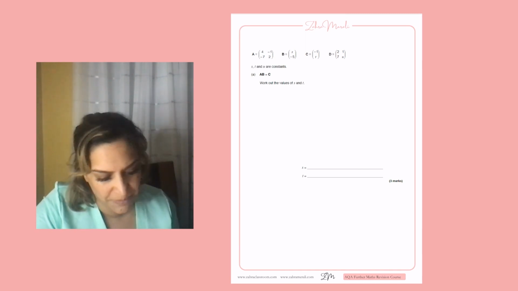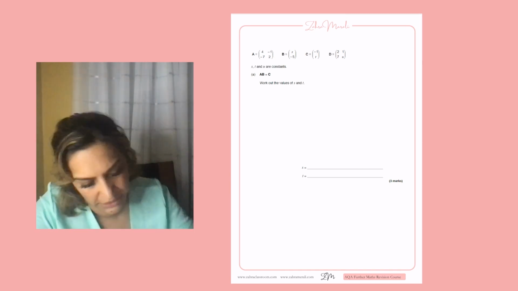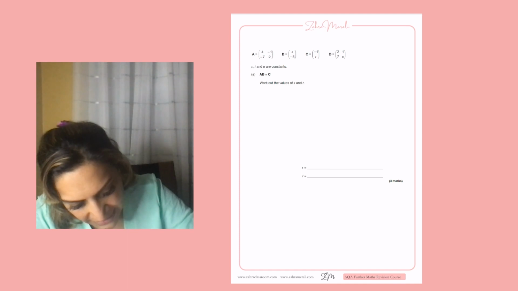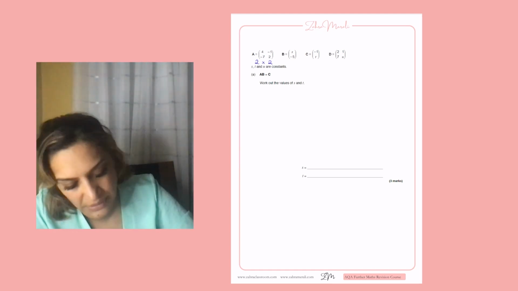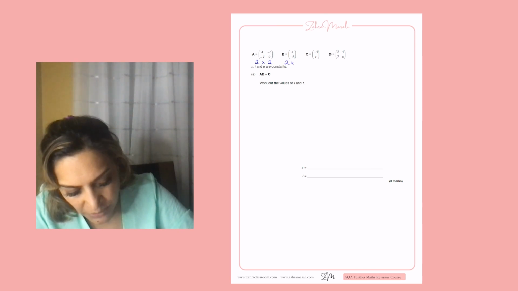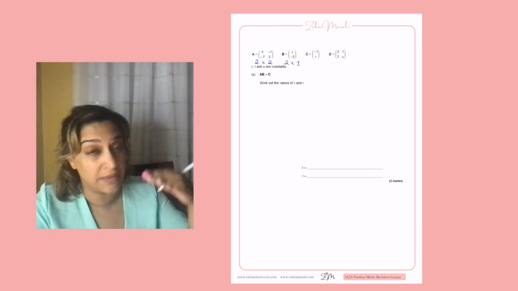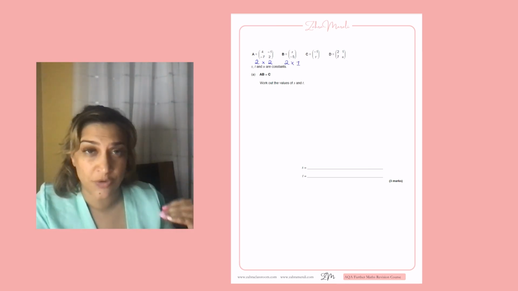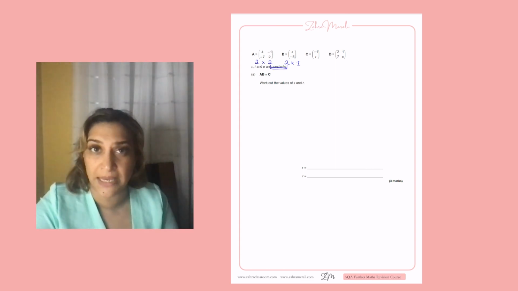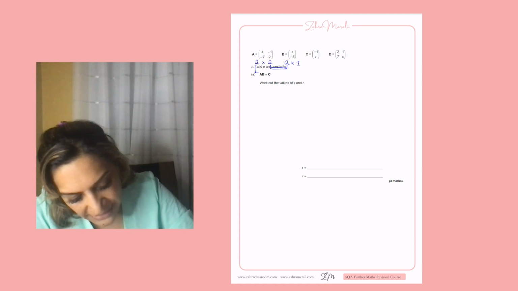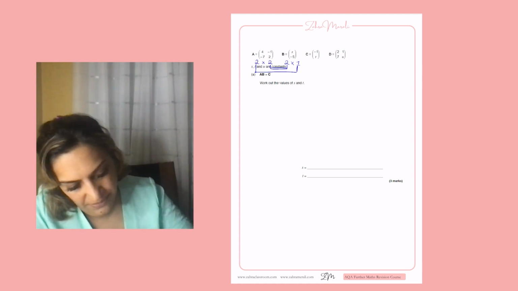Okay, so we've got AB equals C. Now A is a 2 by 2 because you've got 2 rows and 2 columns. B is a 2 by 1. Rows go first and then columns, so you've got 2 rows and 1 column. You can only multiply things if these 2 middle numbers are the same, and you will get these 2 outside numbers.